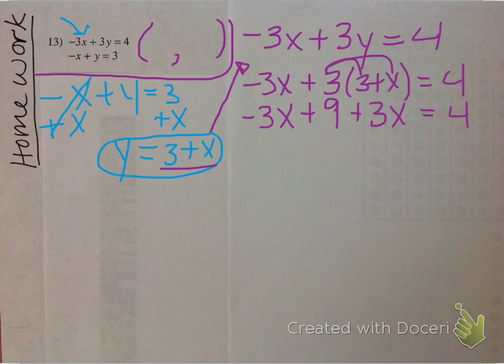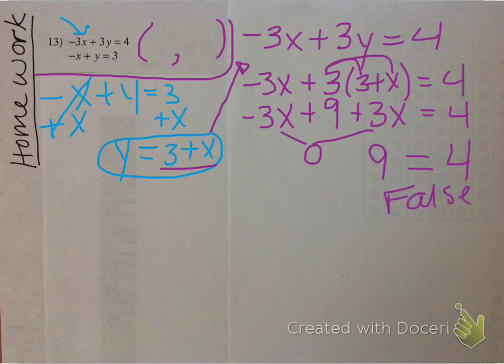Okay. Now I can combine these right here, and I see that negative 3x plus 3x is just 0 because it's negative and it's positive. So all I'm going to have left is 9 equals 4. Now this is a false statement. False. So if I was to try to graph this, the lines would never cross each other.